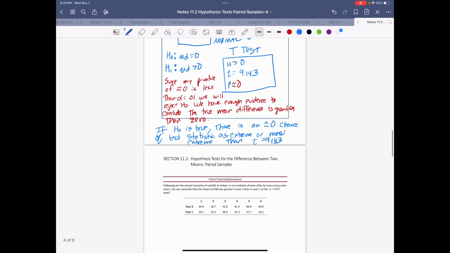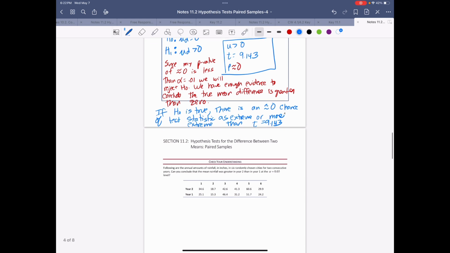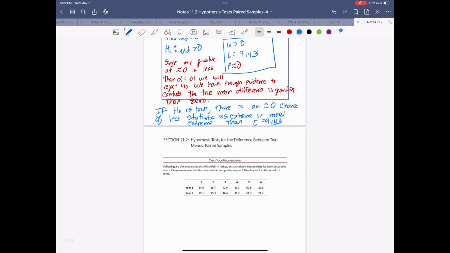And what I want to do, the next 2 questions we're not going to do, but I just want to show you how to set them up. I think everyone's fine on the conditions and the problems and so forth, but I want you to look at this problem. It says, following are the annual amounts of rainfall in inches in 6 randomly chosen cities for 2 consecutive years. Can you conclude that the mean rainfall was greater in year 2 than in year 1 at the alpha equals 0.05 level? So here's what I want to know.